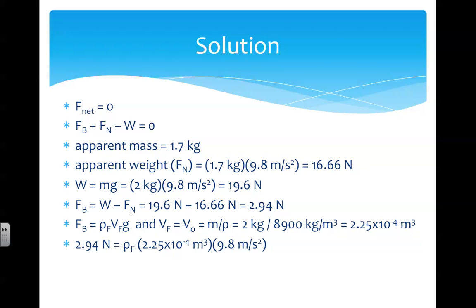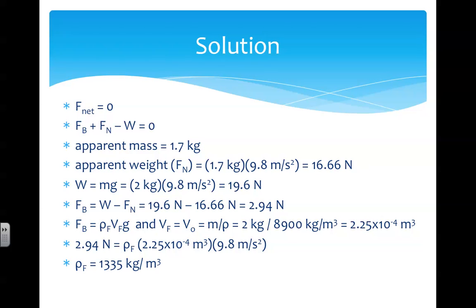We have our buoyant force, 2.94 newtons. We set that equal to density of the fluid times the volume of the fluid times g. We have g, and we now have the volume of the fluid, so we should be able to solve for the density of the fluid, and we get 1,335 kilograms per meter cubed.